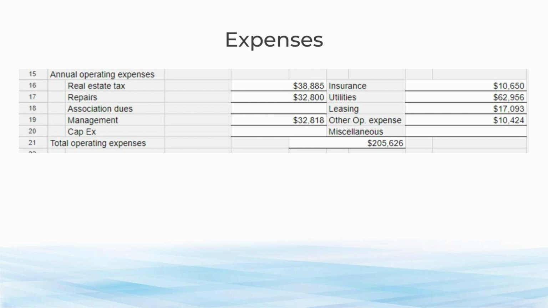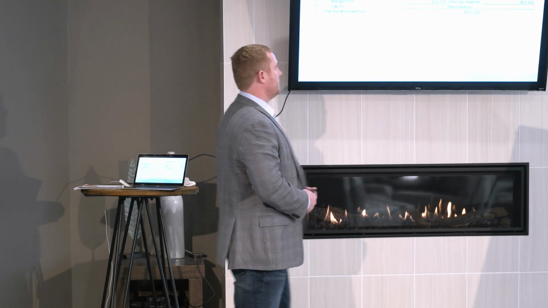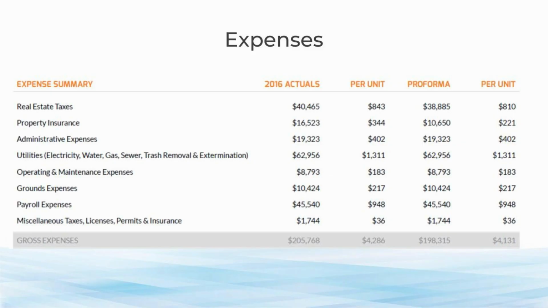Leasing, right, I figured out what that would be for us. I put in our management fee, and then other expenses would be lawn and snow. So I've figured out what I think it's going to take to operate this property. I come up with $205,000. They had pretty much the same thing, but just divided out differently. Okay, so that's kind of interesting.